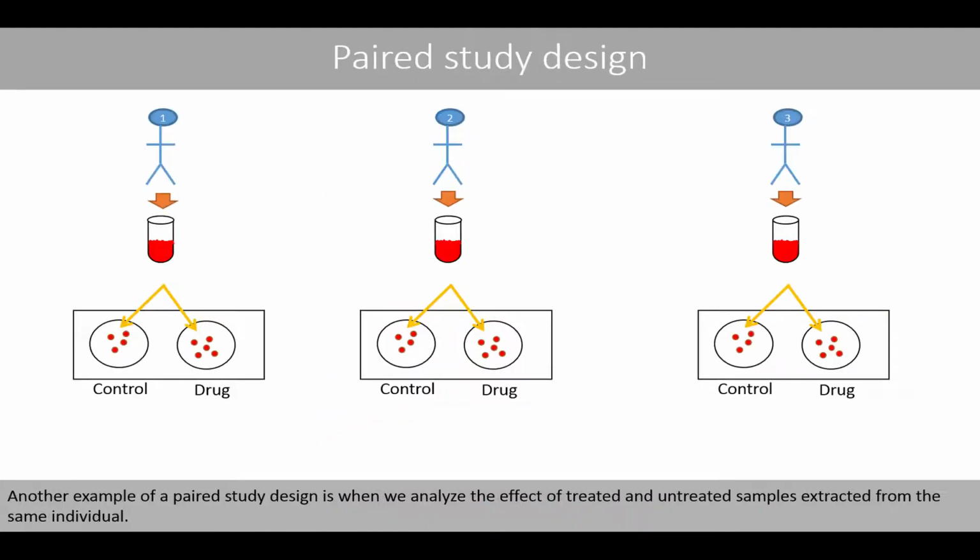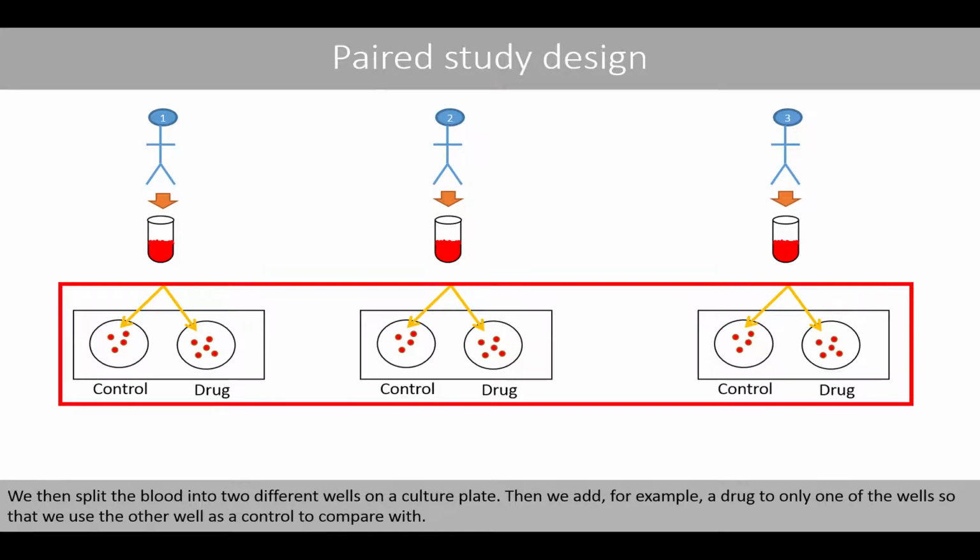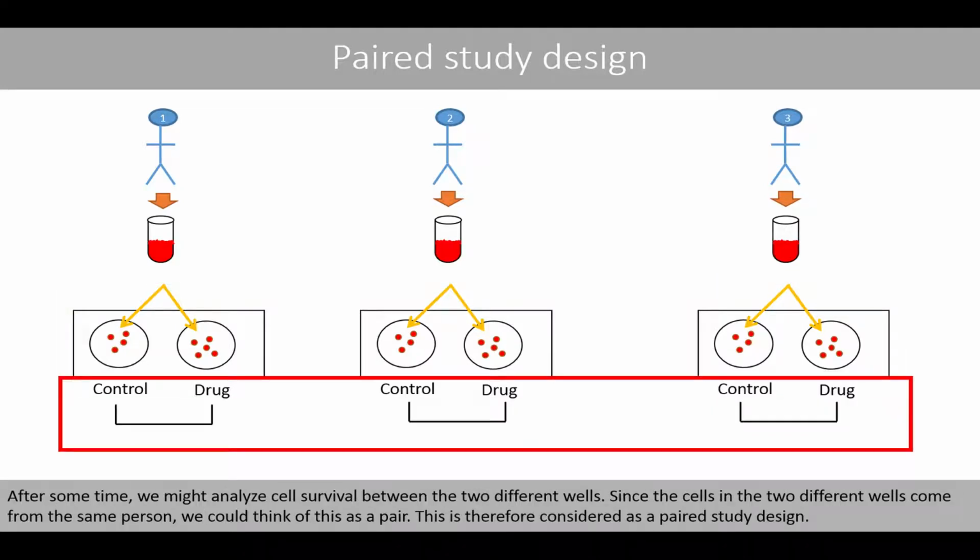Another example of a paired study design is when we analyze the effect of treated and untreated samples extracted from the same individuals. For example, let's say that we collect blood samples from 3 different individuals. We then split the blood into 2 different wells on a culture plate. Then we add, for example, a drug to only one of the wells, so that we use the other well as a control to compare with. After some time, we might analyze cell survival between the 2 different wells. Since the cells in the 2 different wells come from the same person, we could think of this as a pair. This is therefore considered a paired study design.